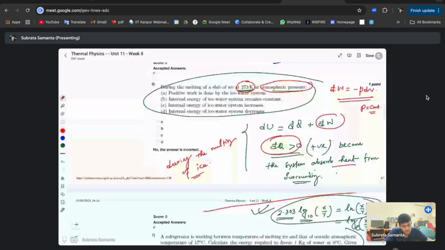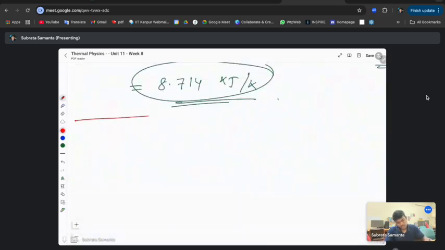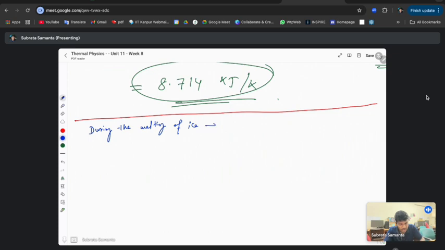So during the melting of ice, the volume decreases, right? Why is this happening? Why does the volume decrease? So during the melting of ice, the volume decreases, and that is because the density of ice is less than the density of water, right?